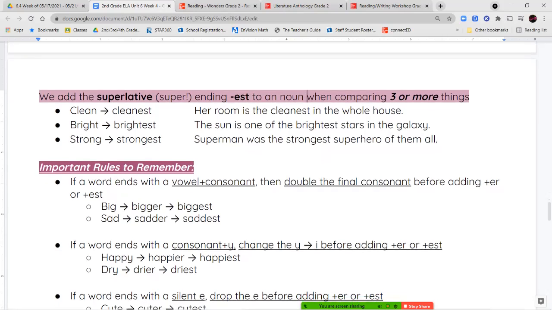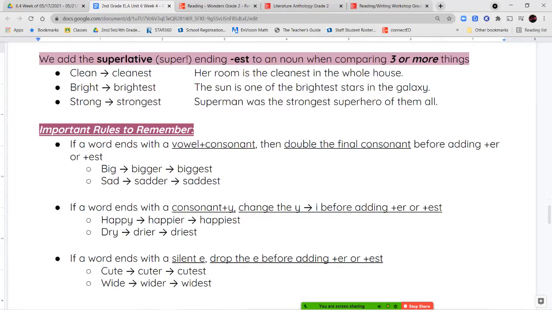Now, let's go over some of those rules that we were talking about. So when I was talking to you about big turning into bigger, there's a rule that we need to follow here. If our word ends with a vowel and a consonant, so in the word big, the vowel is the I and G is the consonant, we double that final consonant before we add the ER or the EST ending. So big is spelled B-I-G, but bigger is B-I-G-G-E-R, and biggest is B-I-G-G-E-S-T.